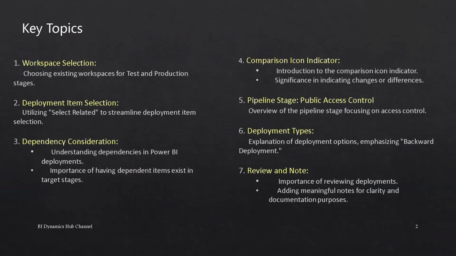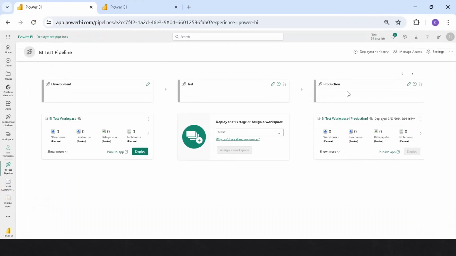Okay, let's get started. So I have noted down a few key topics today. These are the 7 key topics we are going to discuss. The first one is the workspace selection. So let me go back to the Power BI service, where I have 3 stages: development, test, and production. And in this stage, suppose I have a few reports or semantic models available here, which I can deploy to the next stage.